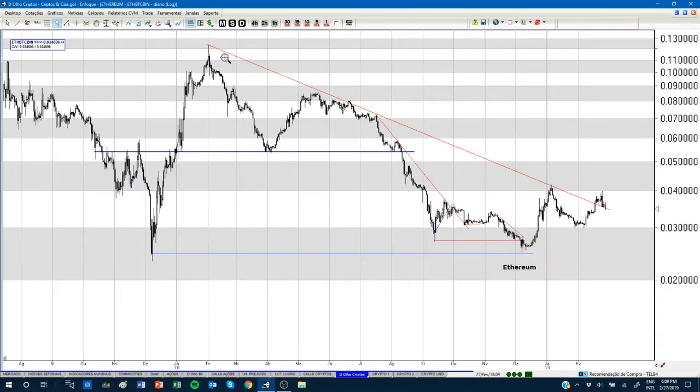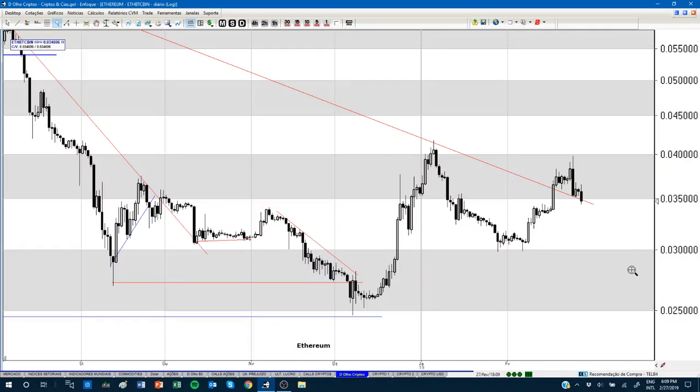Now Ethereum broke this resistance line, 1, 2, 3 only, but came back down, and we think that might be a pullback, but we're keeping an eye on it.